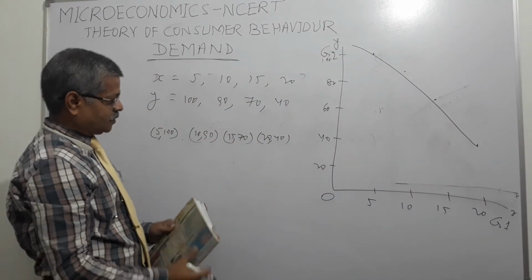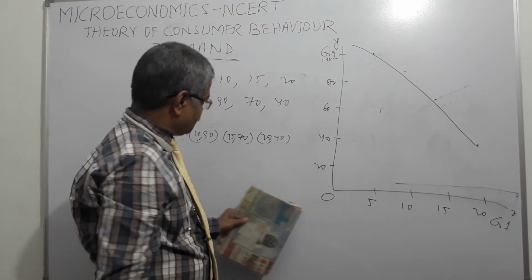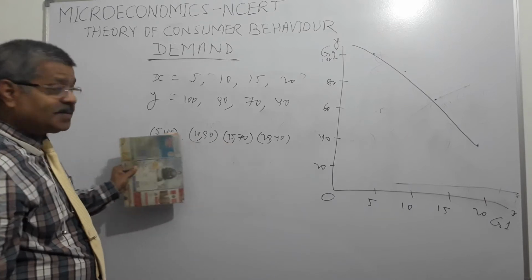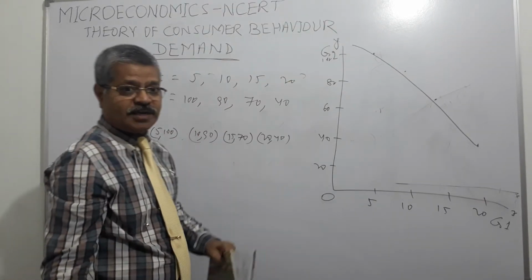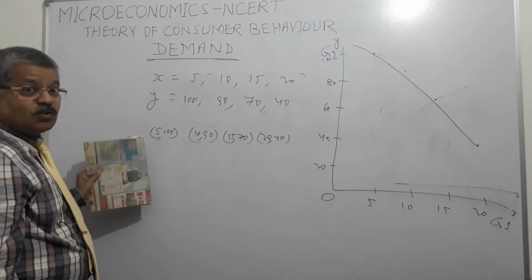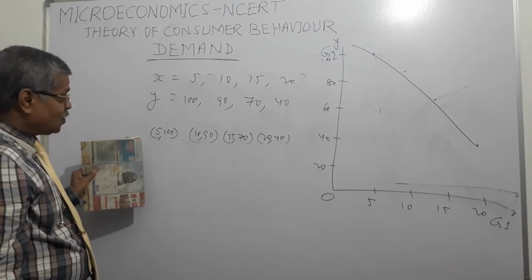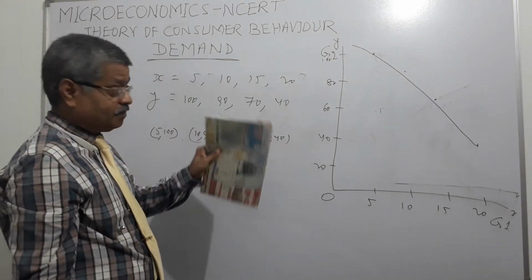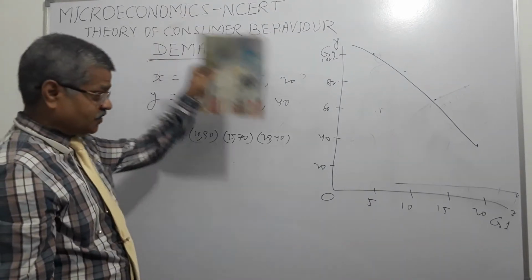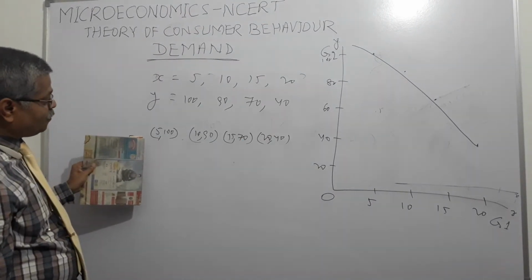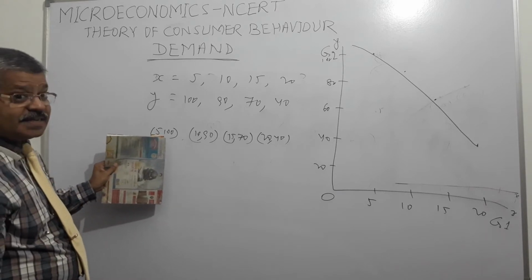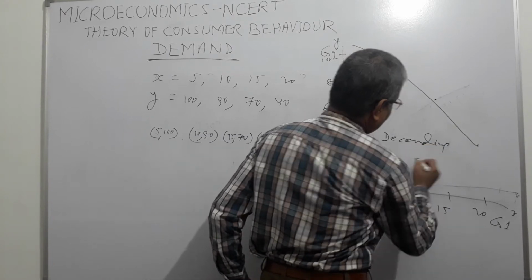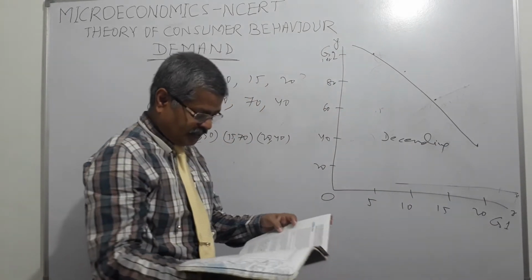Here what happens? We have to see that when the value of X increases, Y doesn't increase. In the previous one, when the value of X increases, Y doesn't decrease. That was ascending, upward sloping. This is descending, downward sloping. Here when the value of X increases, Y doesn't increase. So this is a descending one, right?